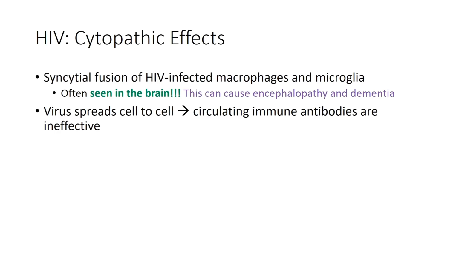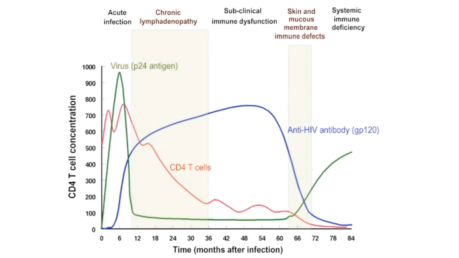So cytopathic effects. HIV can cause syncytia, similar to our herpes virus. And those actually cause fusion of macrophages, which is very weird, and microglia in the brain. So this is seen in the brain. This can cause encephalopathy and dementia as symptoms. And then we also have this spreading from cell to cell in immune tissues and everything like that. And so our immune antibodies pretty much are ineffective against HIV. And so that's when we get to this guy, we can actually talk a little bit about that.